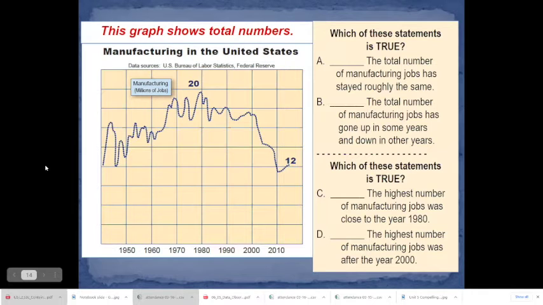So now we start giving them questions. And they have to determine from the graph which ones are true. Total number of manufacturing jobs has stayed roughly the same, or the manufacturing jobs has gone up in some years and down in other years. And they're simply marking A or B. Then again, they go to C and D. Highest number of manufacturing jobs was around 1980, or the highest number of manufacturing jobs was after the year 2000. Once again, we're just getting them to read the graph. If our students can't read the graphs, they can't begin to answer a question or predict.